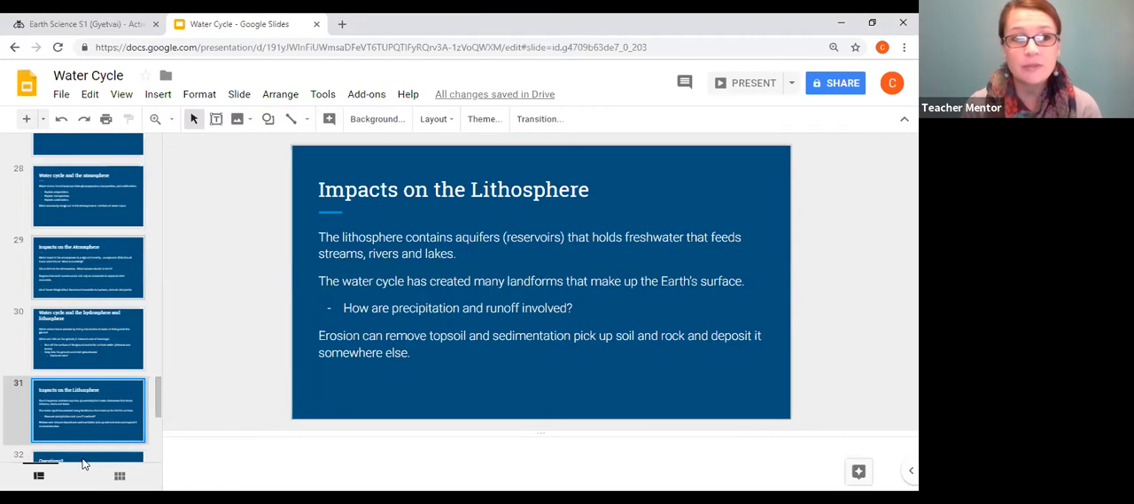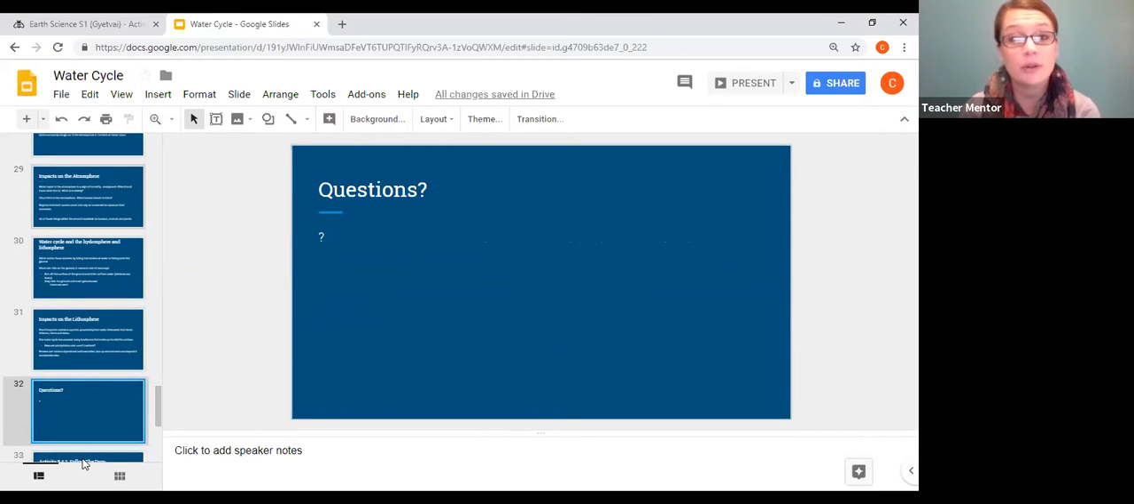I know Unit 5 mentioned some arches in the west, and those are due to precipitation smoothing off the edges and wearing the land thin. So then we have erosion, where we can remove topsoil, and sedimentation that will pick up the soil and rock and move it somewhere else. Both of those, erosion makes more food available for living organisms.